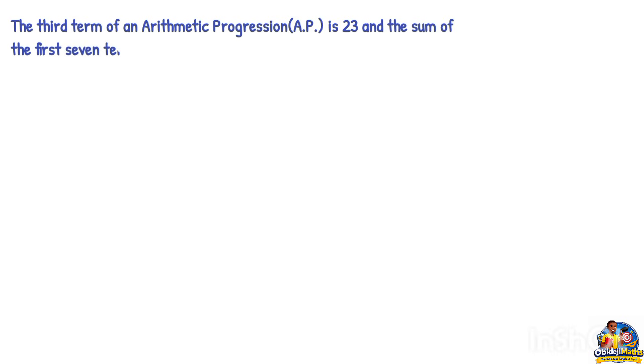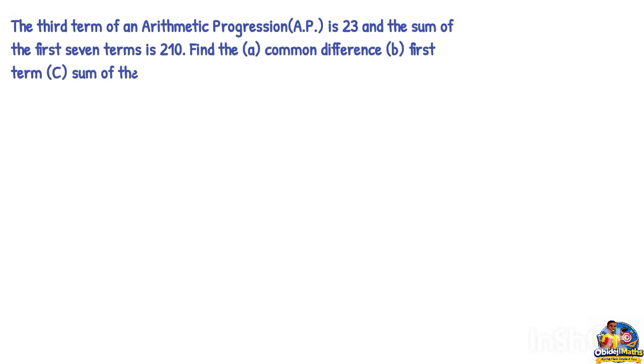Number 1: the third term of an arithmetic progression is 23 and the sum of the first 7 terms is 210. Find the common difference, find the first term, and also find the sum of the first 20 terms. Now let's go straight to the solution. Don't forget that it is an arithmetic progression.